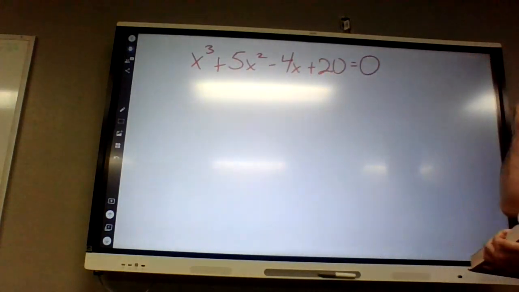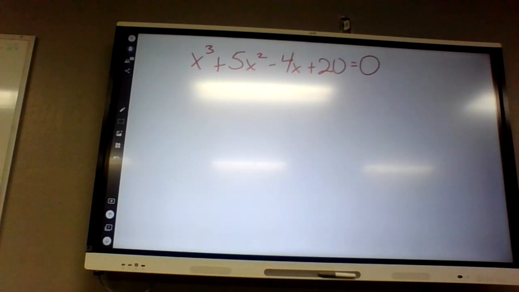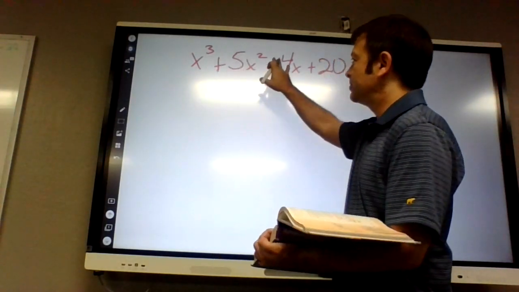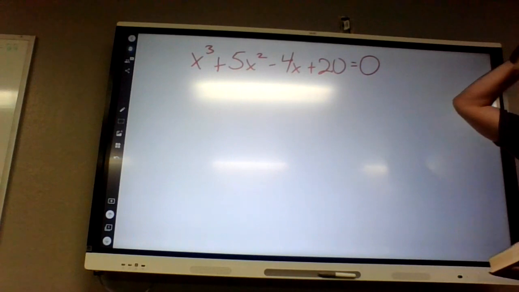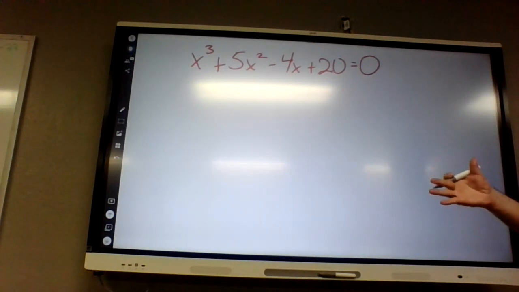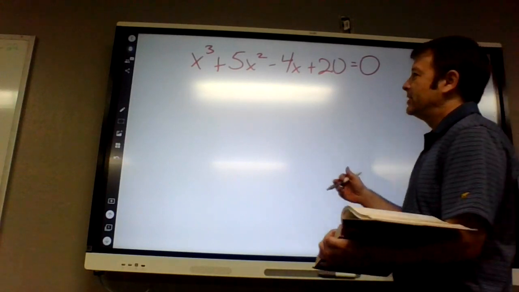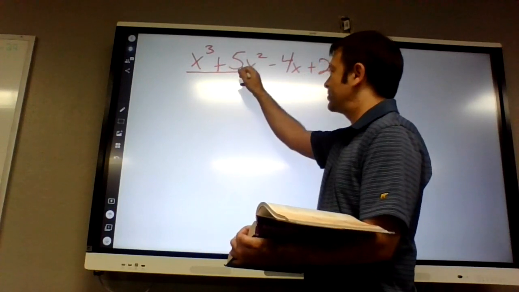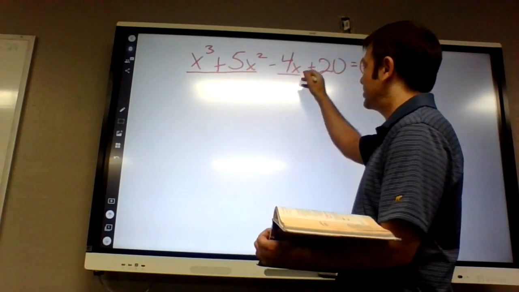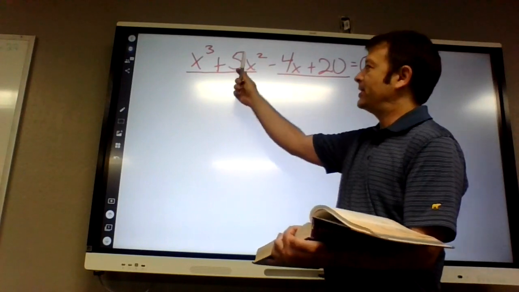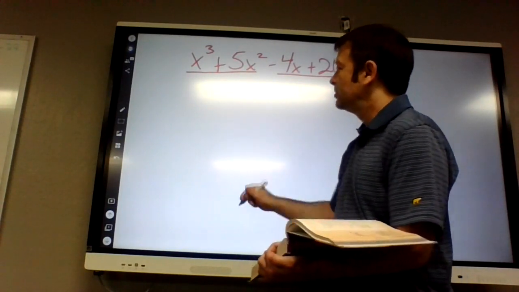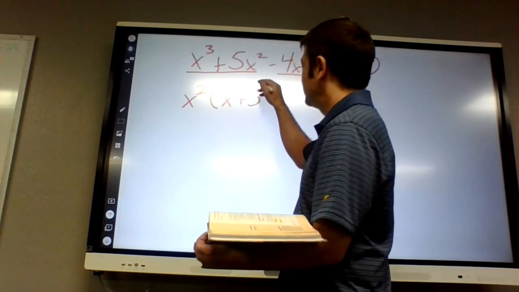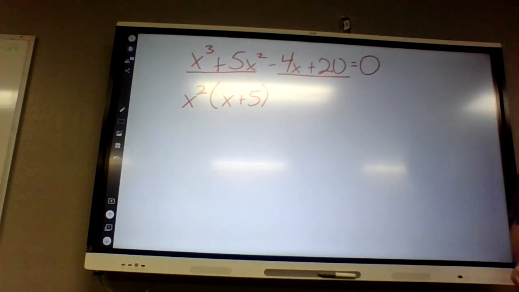Okay, so sometimes grouping works with a four term polynomial. Sometimes it has to be set up very specifically. Basically, if it's written in order, you have to look: can I take anything out of the first two, and can I take anything out of the second two? So what can I take out of the first two terms? And when I take an x squared out, what's left? Okay, what can I take out of the second two?